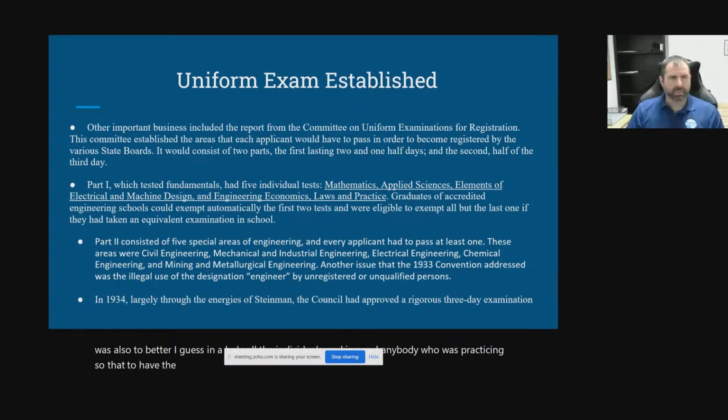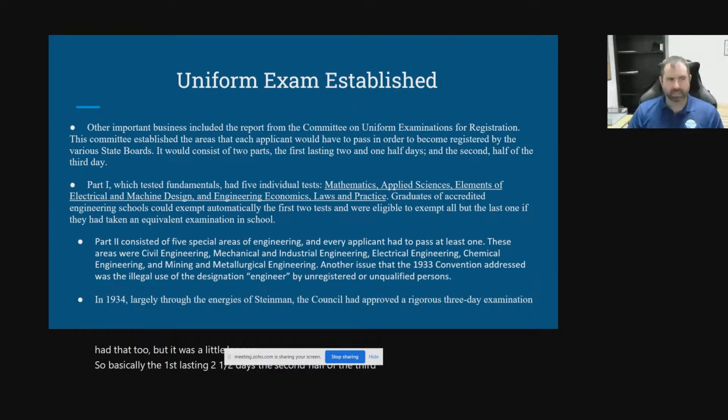So other important business, like I said, basically the committee established areas that each applicant would have to pass in order to become registered by the various state boards. It would consist of two parts. So kind of like your exams now. For the fundamentals, principles, and practices, you have the morning and the afternoon session. Well, they had that too, but it was a little longer. So basically, the first lasting 2.5 days, the second half of the third day.